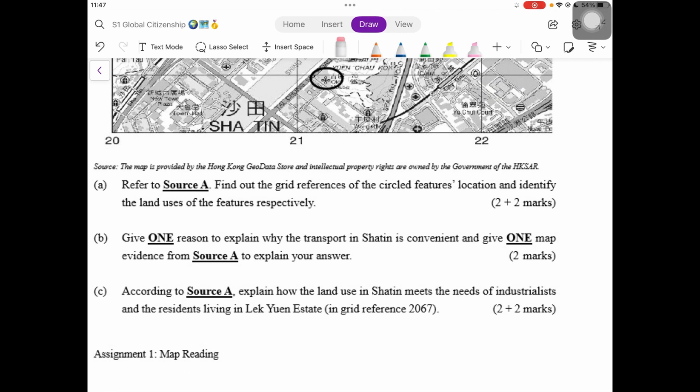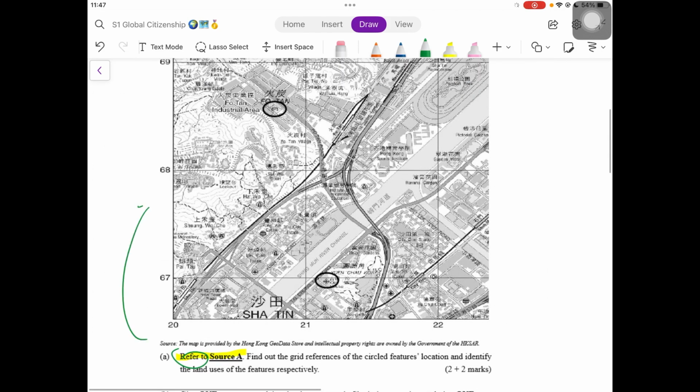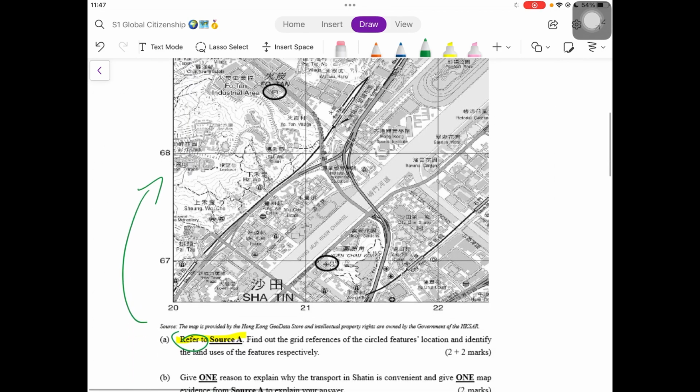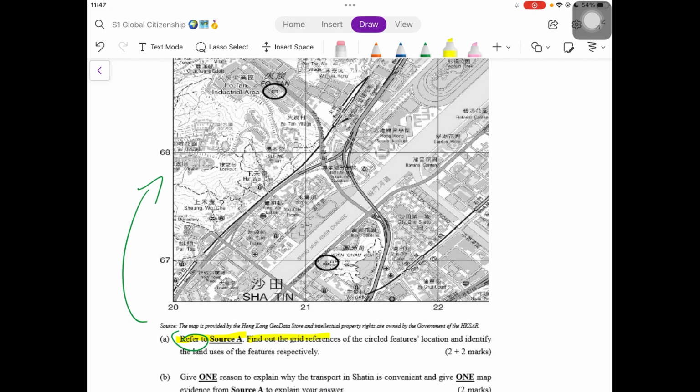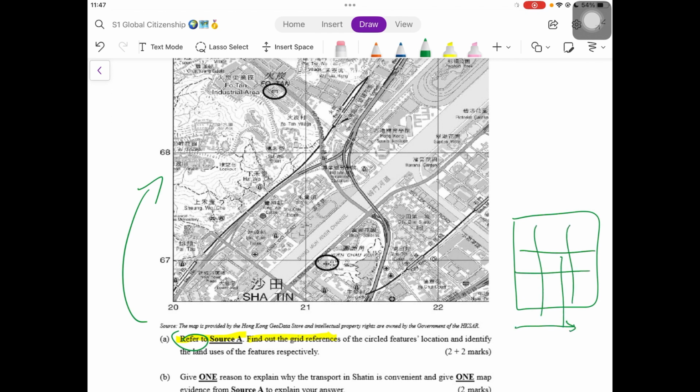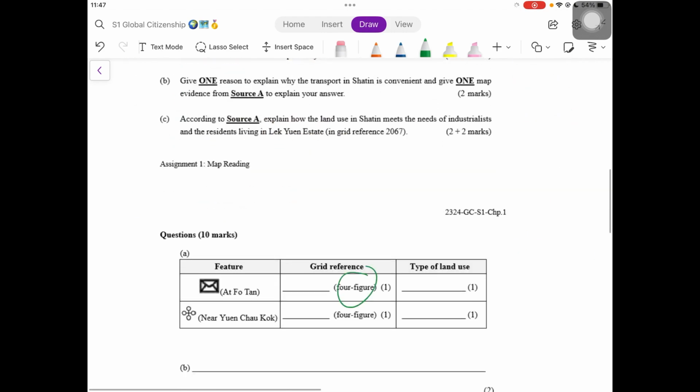Let's take a look at question A. It asks you to refer to source A. When you see the keyword refer, it means that you must take a look at source A. So this is a map, and you have to find out the grid references. I've told you we had a grid references practice during class. So this time we have to provide the grid references of 4 digits.